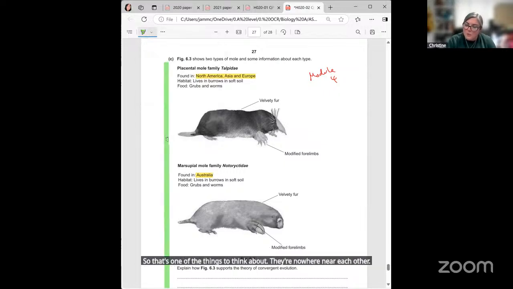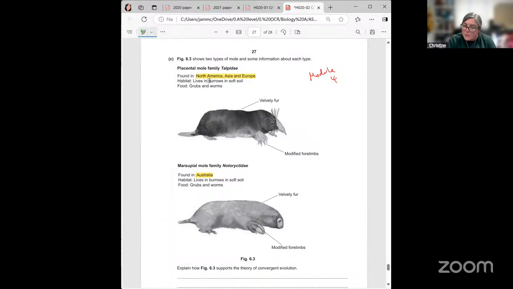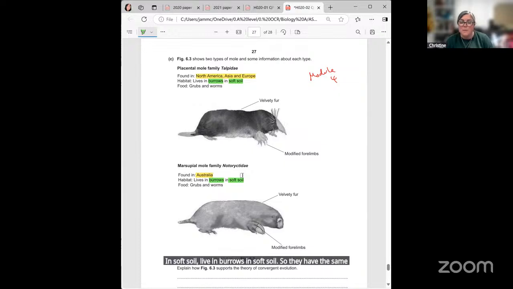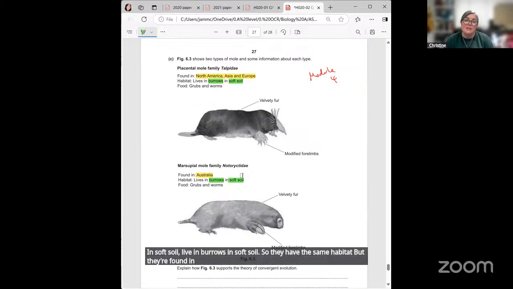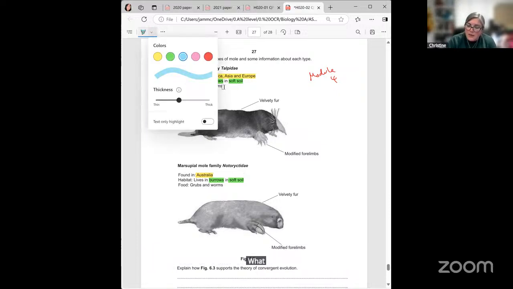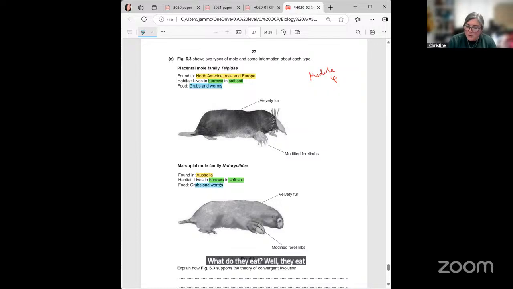What have we then got? We've got that they live in burrows in soft soil. So they have the same habitat, but they're found in different places. That's the information they've given us so far. What do they eat? Well, they eat grubs and worms. So they have the same lifestyle and they have the same habitat, but they're found in different locations.